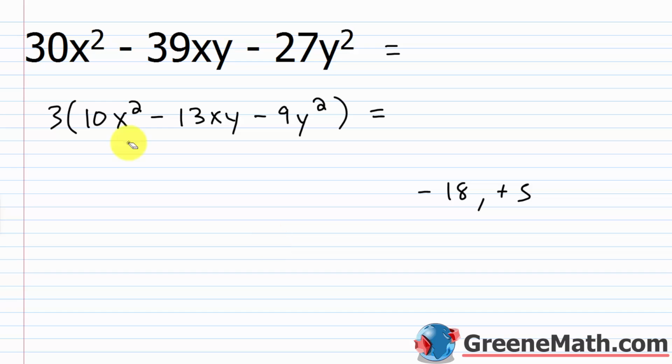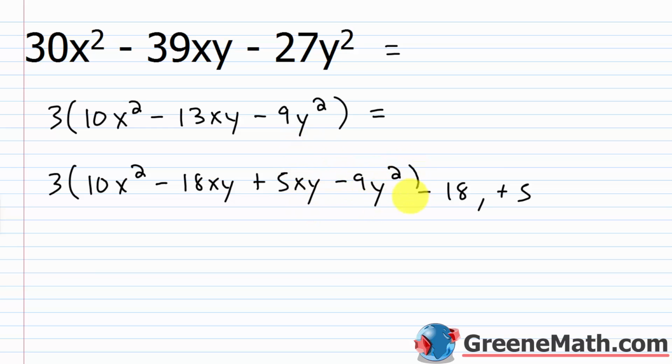So let's use that to rewrite the middle term. So we're going to have 3 times the quantity 10x squared, I'm going to put minus 18xy plus 5xy and then minus 9y squared. So you can see this y variable didn't really change anything for us. You use the same technique, the same strategy, okay?